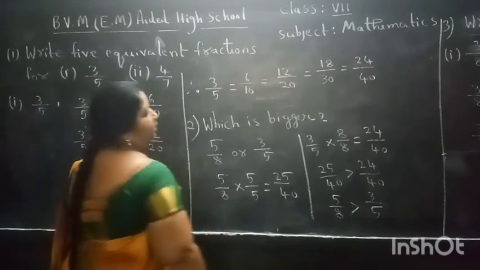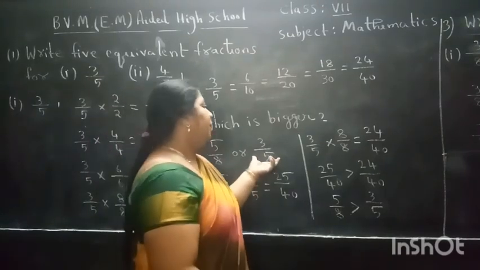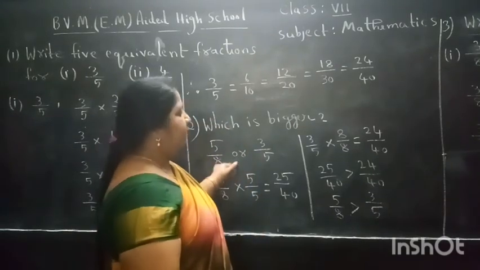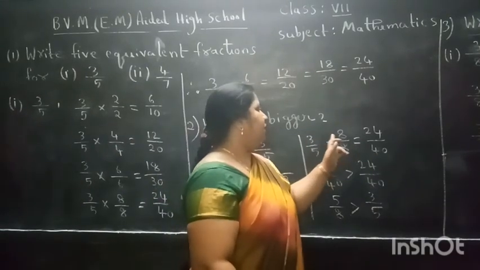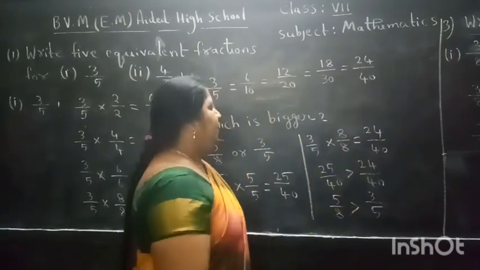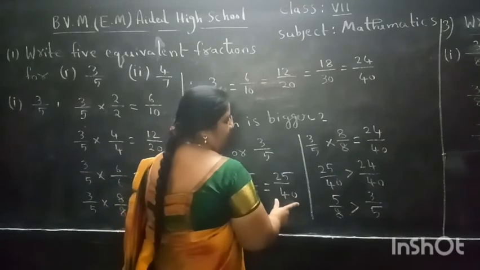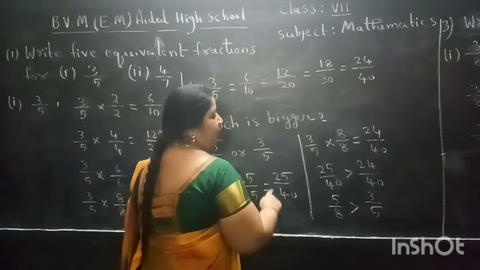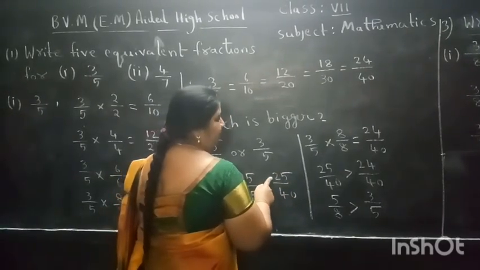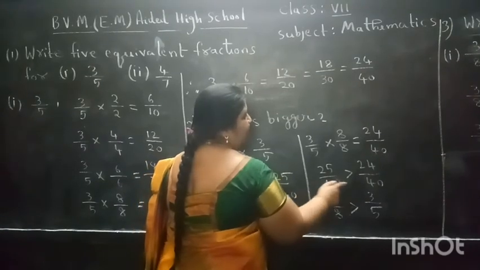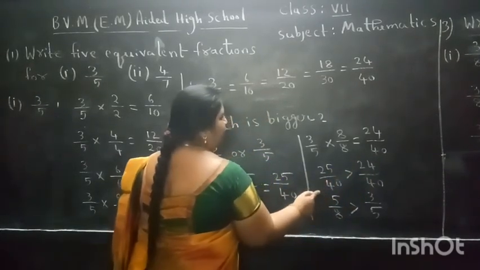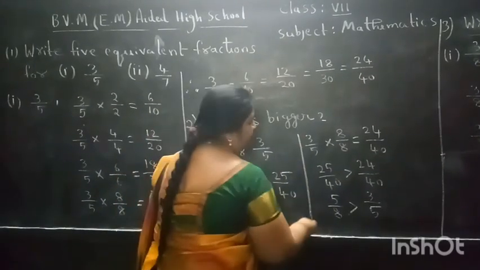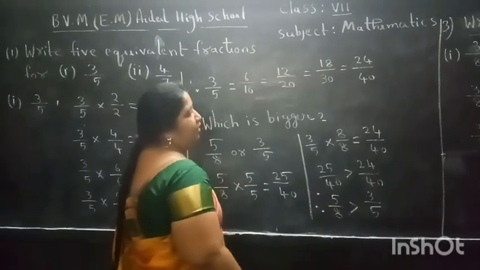8 5s are 40. Next you take the second fraction and multiply the first fraction's denominator. First fraction's denominator is 8, 3 by 5 into 8 by 8. 3 8s are 24, 5 8s are 40. In these two, 25 by 40 is the bigger one. Why? Both have the same denominators, so whichever numerator is greater, that is the greater. So 25 by 40 is greater than 24 by 40. 25 by 40 means 5 by 8. 24 by 40 means 3 by 5. Therefore 5 by 8 is greater than 3 by 5.